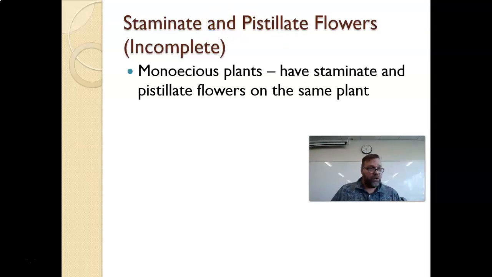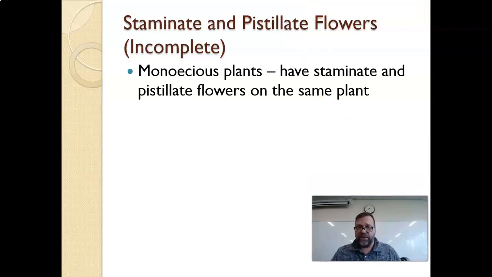We also have something called monoecious. Monoecious plants have the staminate and pistillate flowers on the same plant. So the same plant grows both male and female reproductive parts. That's called monoecious. Mono means one. So in the one plant, we've got everything we need.